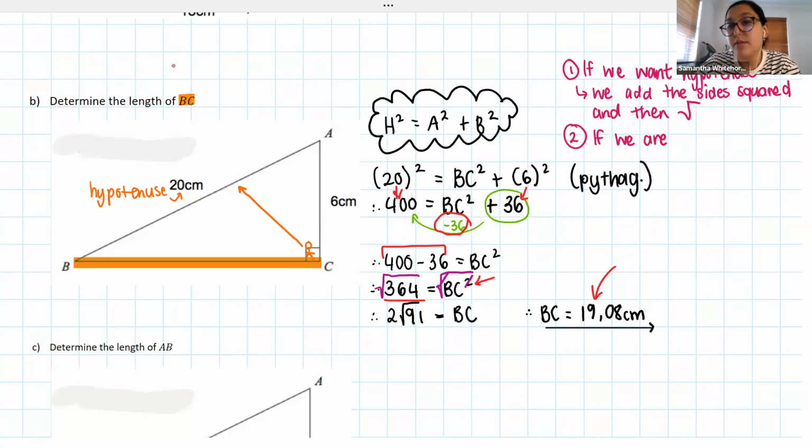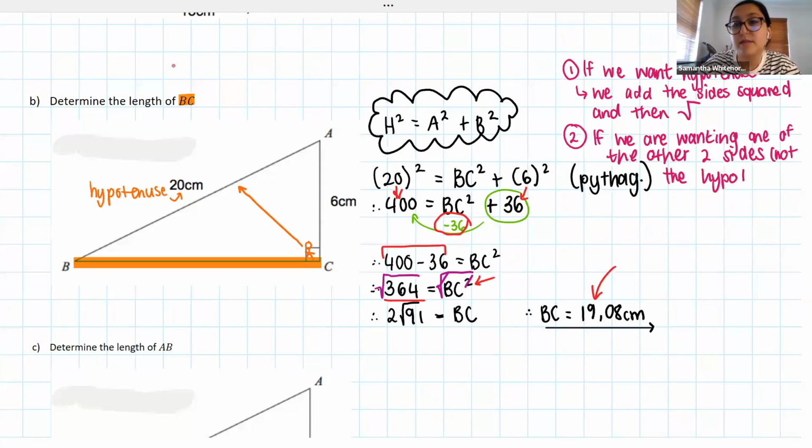So if we are then wanting one of the other two sides, so basically what that means is not the hypotenuse. This is now where we have to use our inverse operations.